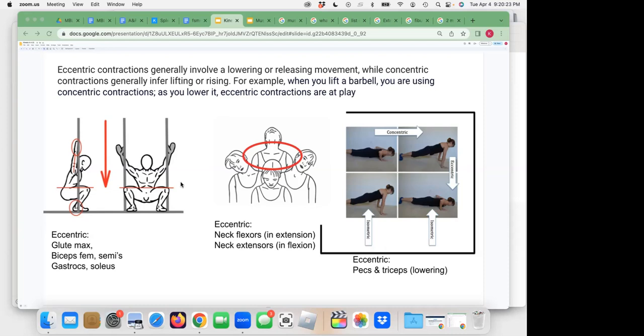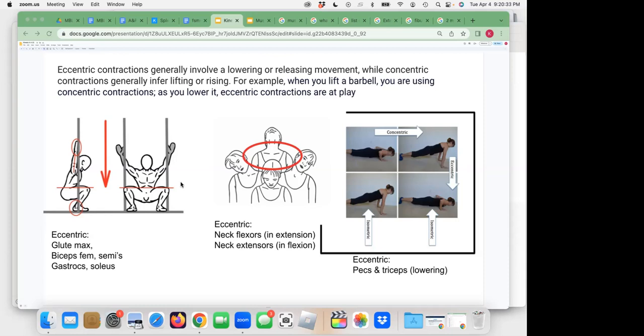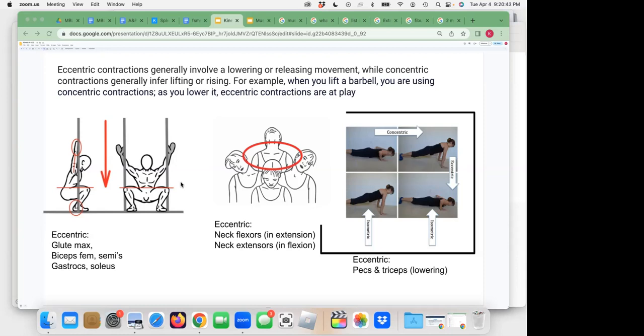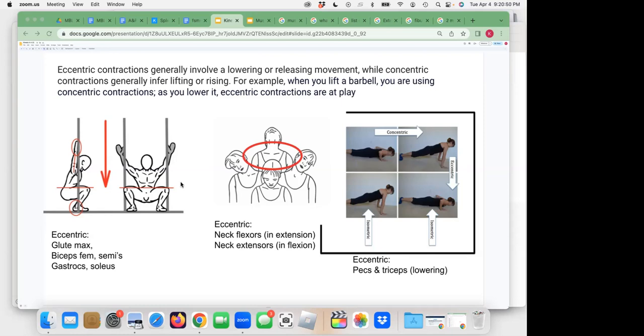I always forget. Gastrocs. That's right. Yes, the gastrocs. And which one is the prime mover then? The prime mover would be the gastrocs. Very good. Is that an eccentric or a concentric contraction in the gastroc? It would be concentric. Very good. And where's the eccentric? In the tibialis anterior. Okay.